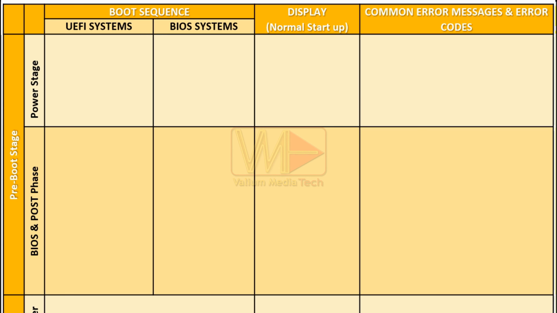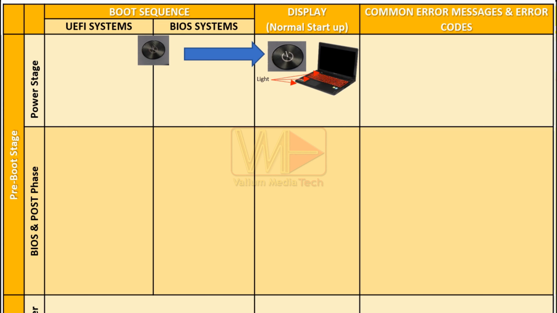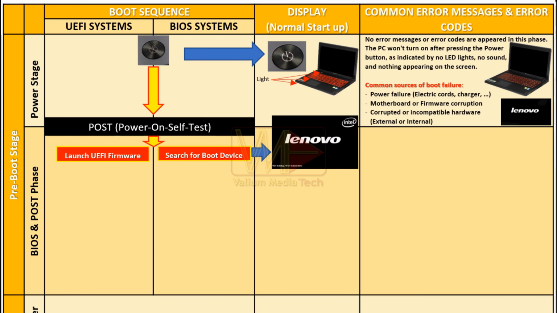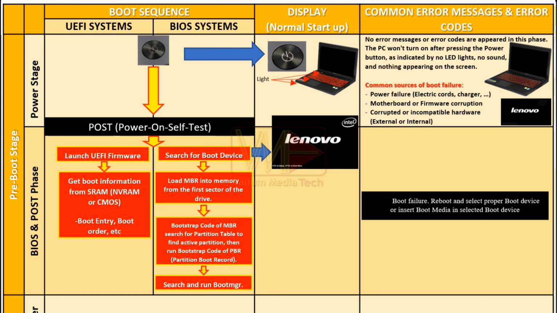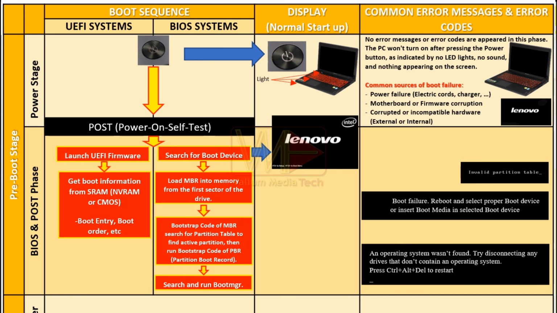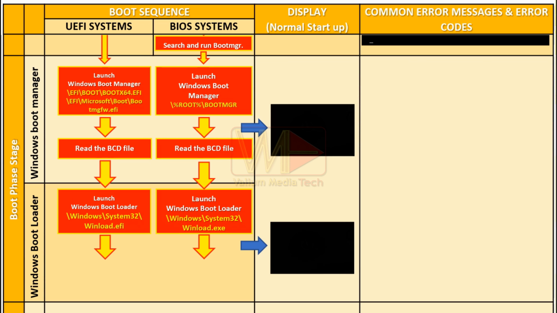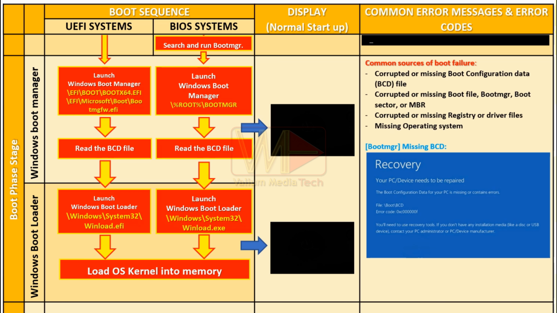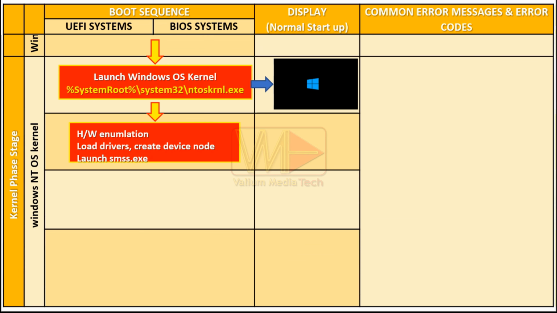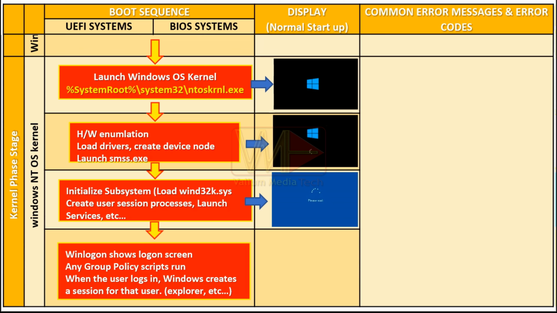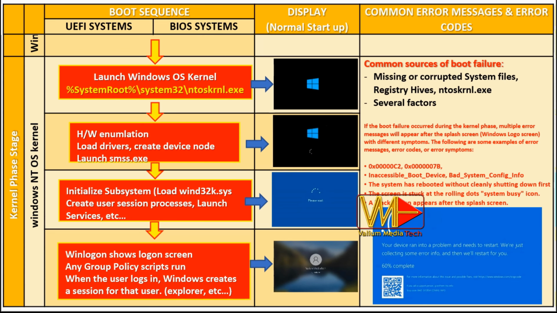Let's now look at the most common error codes and messages associated with each boot phase. The diagram shows what typically appears on your screen during a normal boot, along with potential blue or black screens that indicate boot failures, as well as common error messages for each phase. After reviewing the normal boot process and its common related errors, you can scroll down to the video description to find the appropriate solution for any boot or startup failure issues your computer may encounter.